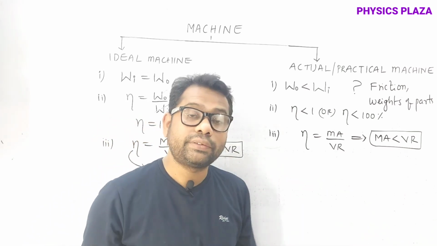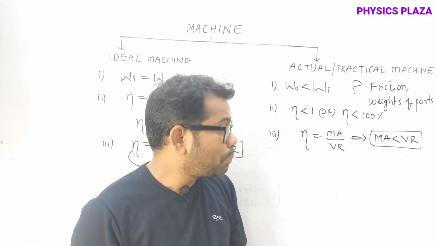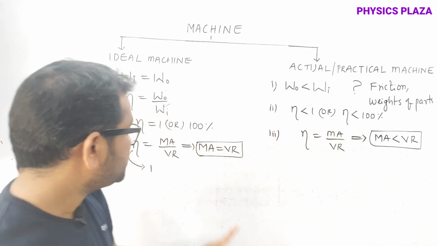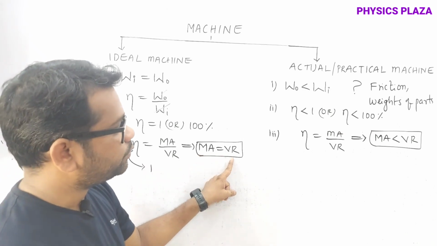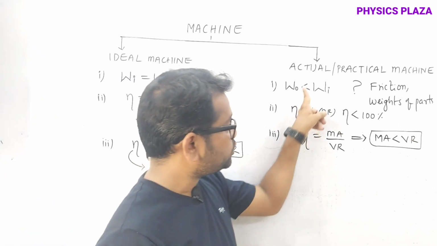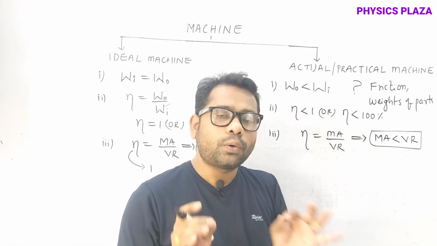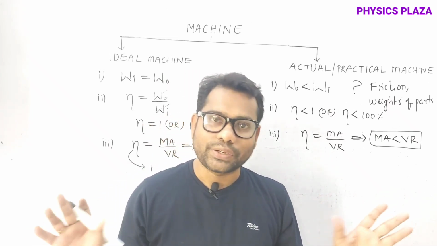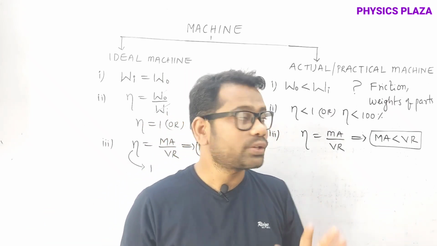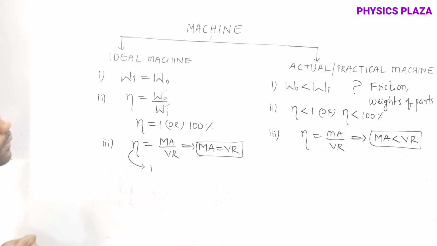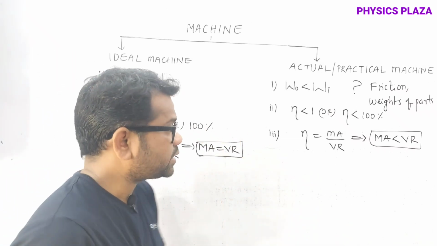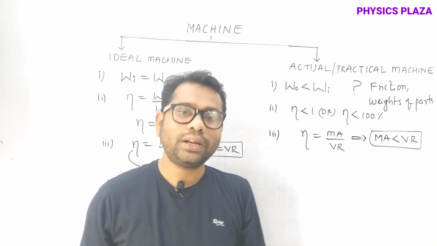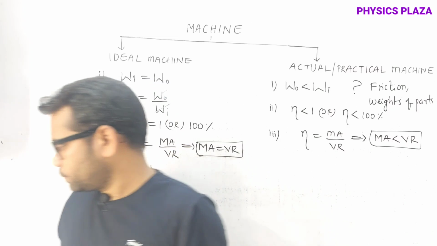This is very important. Is that clear? Mainly this, children: for an ideal machine, mechanical advantage is equal to velocity ratio, whereas for an actual machine, mechanical advantage is always less than velocity ratio. Is that clear, children? Fine. So these are the important terms and the types of machines. Now we'll discuss what a lever is and the types of levers.